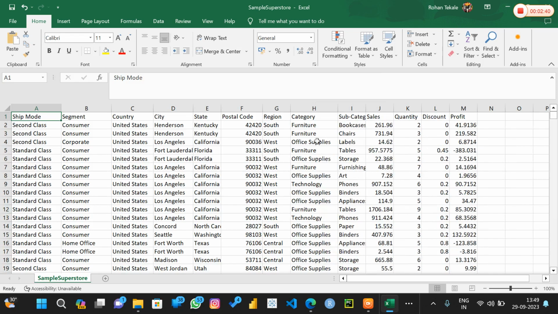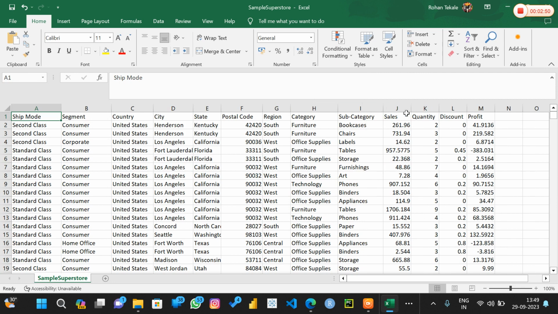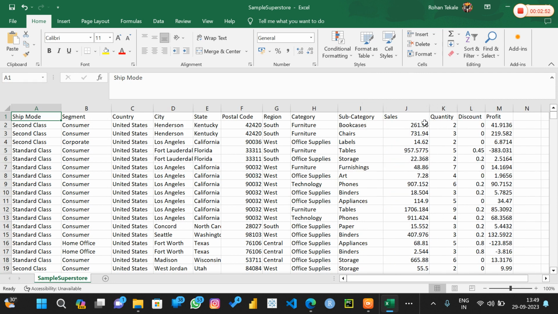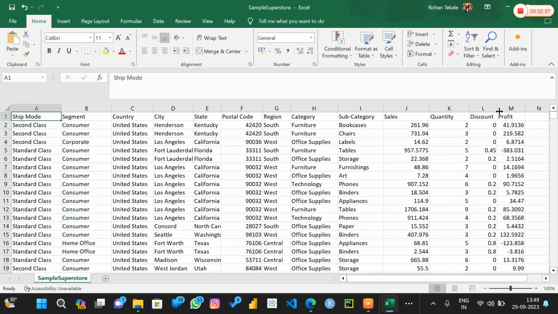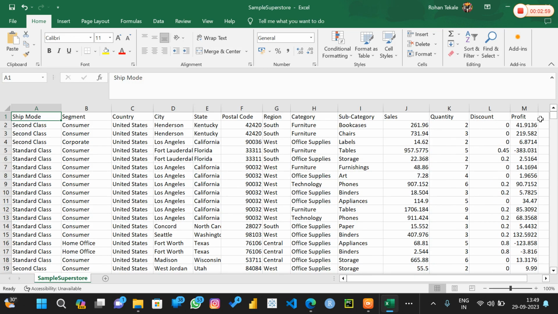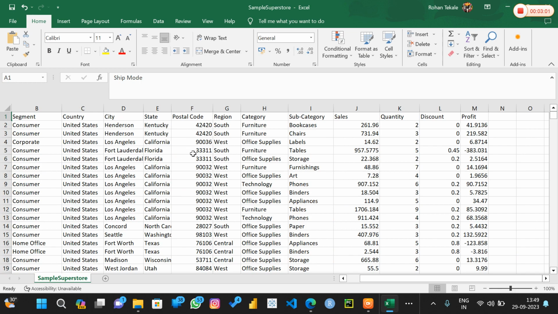Now the business category here is, we will discuss in how many parts the category is divided, the subcategory for that business, how much sales were driven by them, the quantity sold, the discount they gave, the profit they earned. Now this is the database.